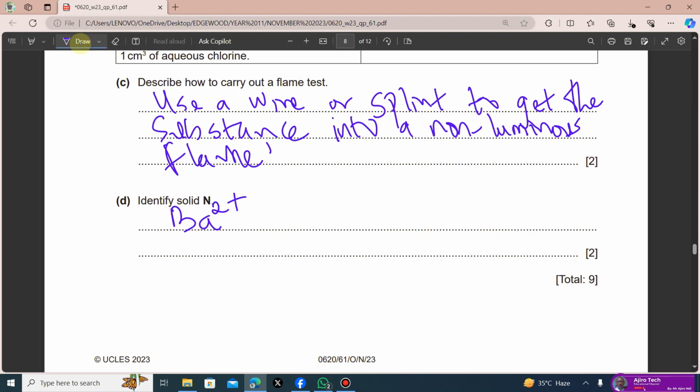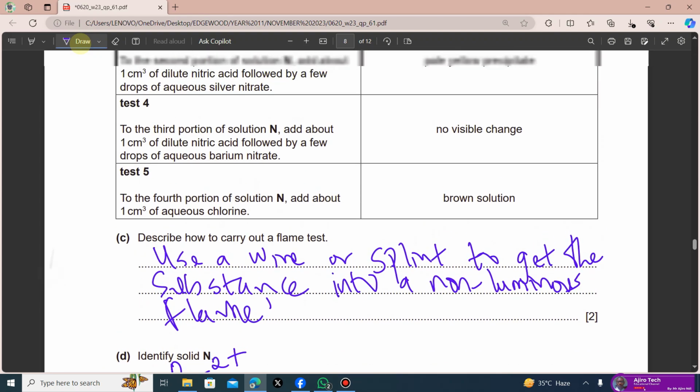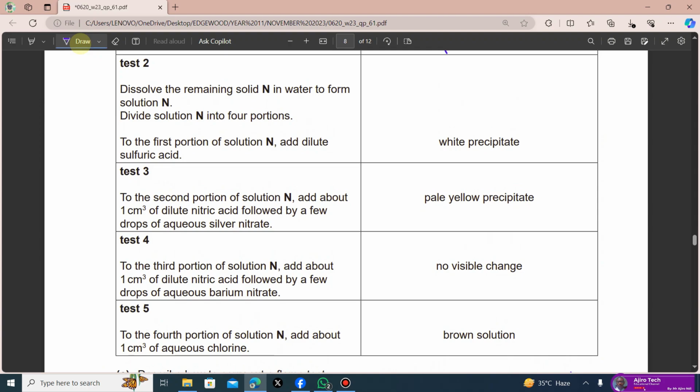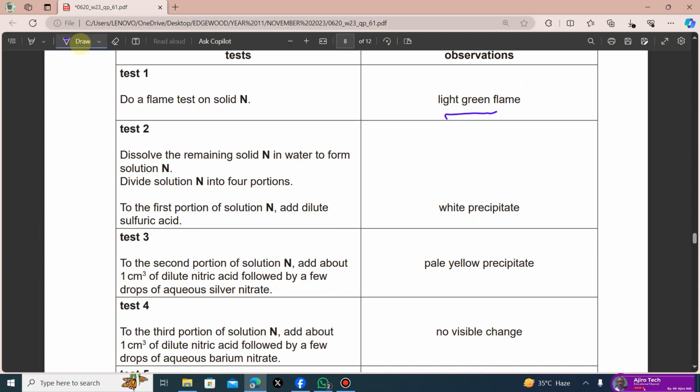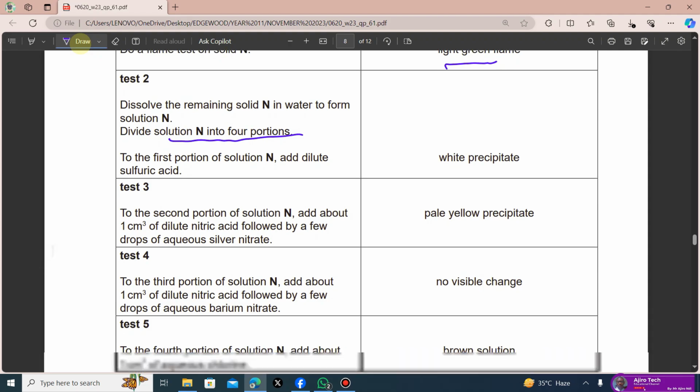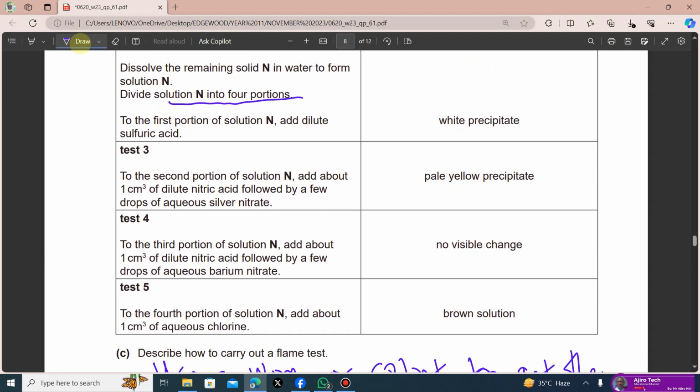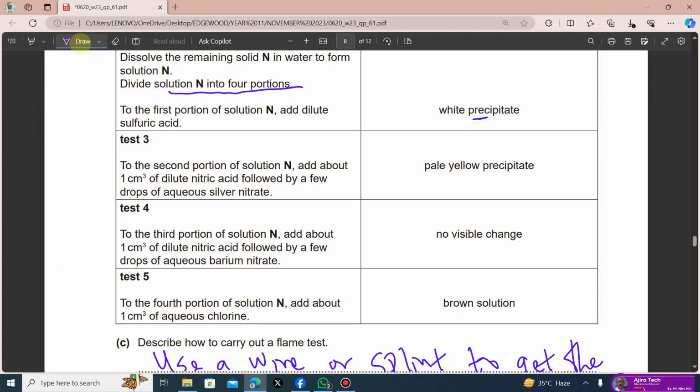All right. And apart from that, we go back again: what other substance is in solid N? When solid N is dissolved in water to form a solution, this solution is divided into 4 portions. To the first portion we added dilute sulfuric acid to form a white precipitate, and to the second portion we added dilute nitric acid and a few drops of aqueous silver nitrate, and a pale yellow precipitate is formed.